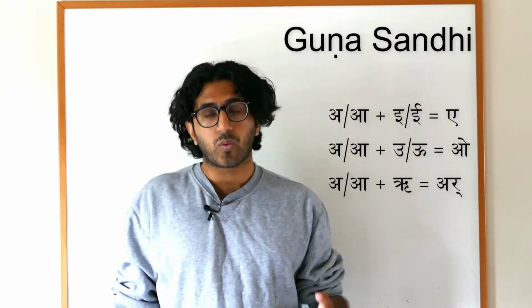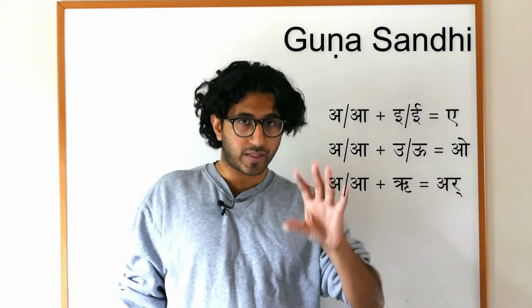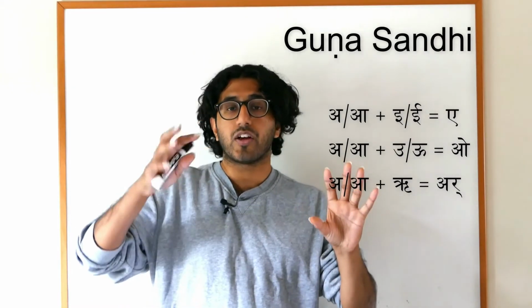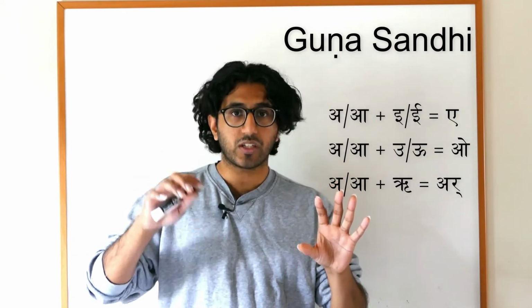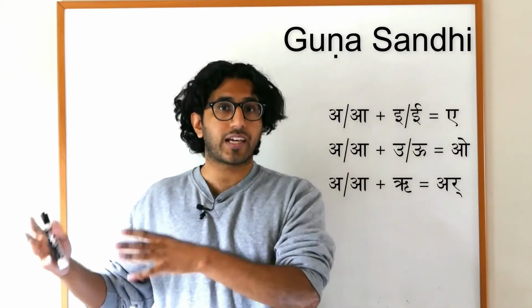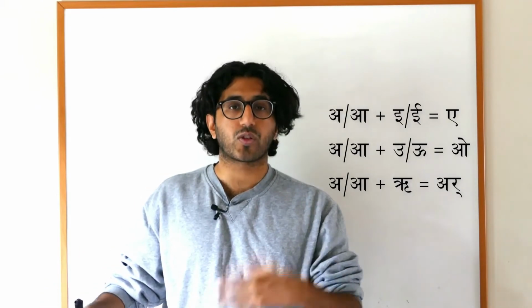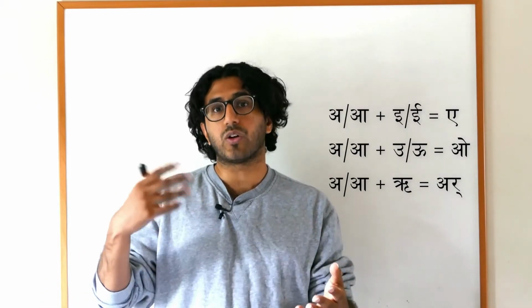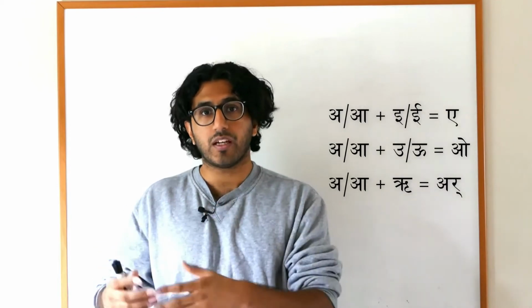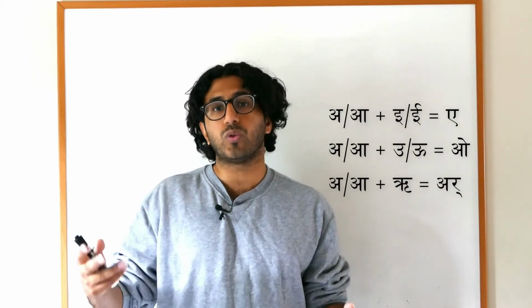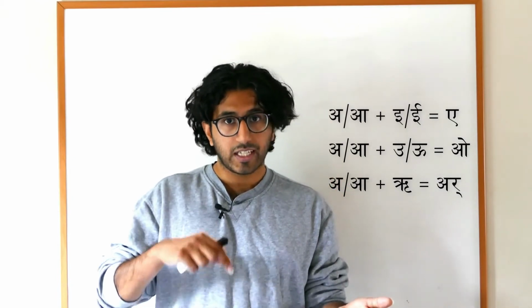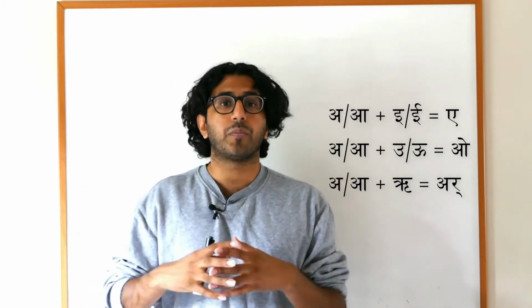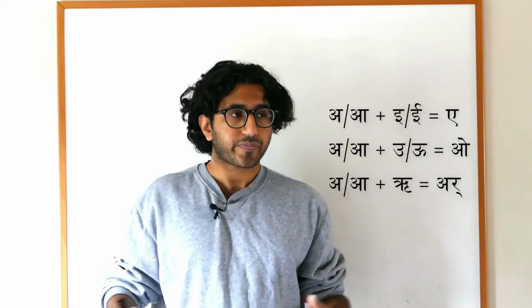In the previous video, we talked about something called guna sandhi, where a or ā is preceded by another vowel such as i or u or ṛ to form a guna letter as the final product. So when a or ā plus i or ī combine, they form e. When a or u combine, they form o. Or when a and ṛ or a longer ṝ combine, they form ar. These are guna letters.